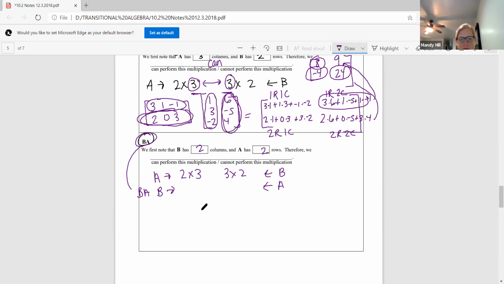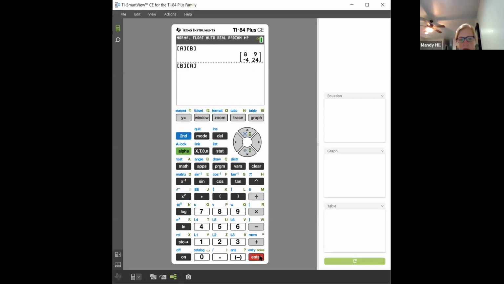We can do B, the stuff in the calculator. Let's see if we can. We're going to do B times A. We're not changing our matrices. So this is just going to be a matter of going second matrix. We're going to go down to B this time. And then we're going to do second matrix. And we're going to do A. Okay, and now we've got this.